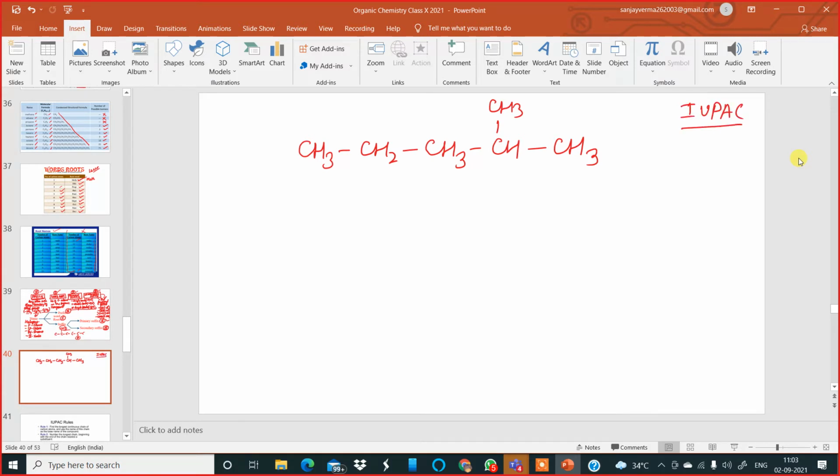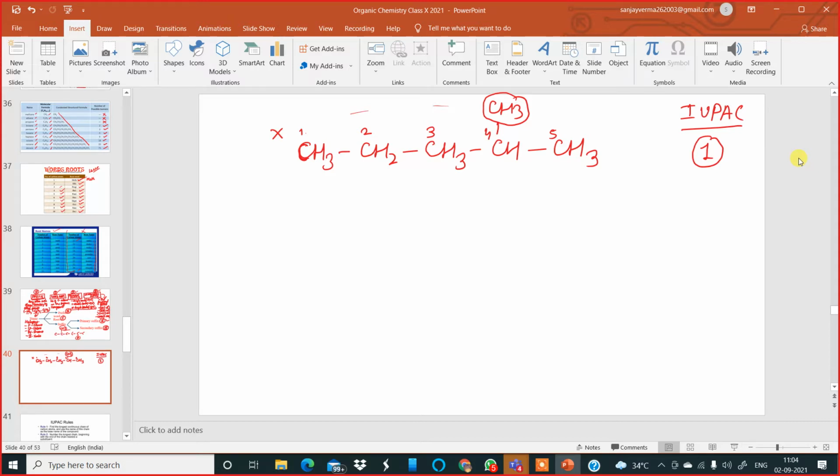One by one, the first thing which I must do is number the carbon atoms. Listen very carefully. Number the carbon atoms along the straight chain. If I number the carbon atoms from here, carbon 1, 2, 3, 4, 5, then it is wrong. I cannot number from this left hand side carbon, because the branching methyl group is far away from this carbon. So I'll number from the other end.